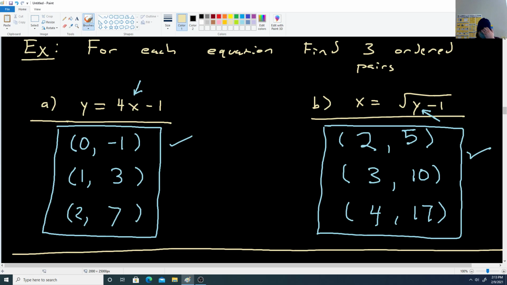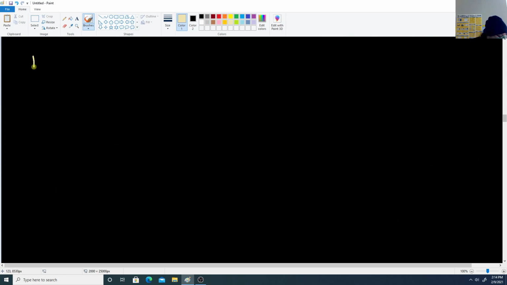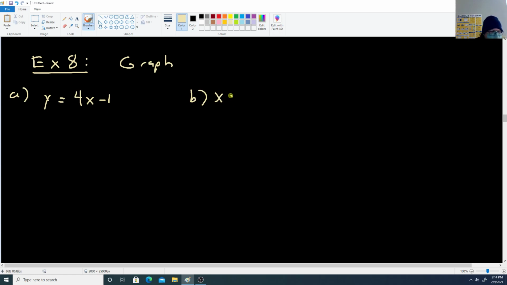Okay, final bit here wants us to graph some problems, and then that's going to wrap it up for section 1.1. So that'll be the last little bits. So for this, example 8 in the textbook, they want us to graph the following things. Part A, y equals 4x minus 1. Part B, x equals square root of y minus 1. And part C, y equals x squared minus 4.